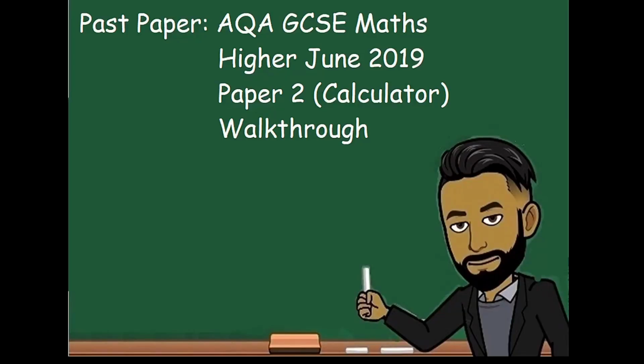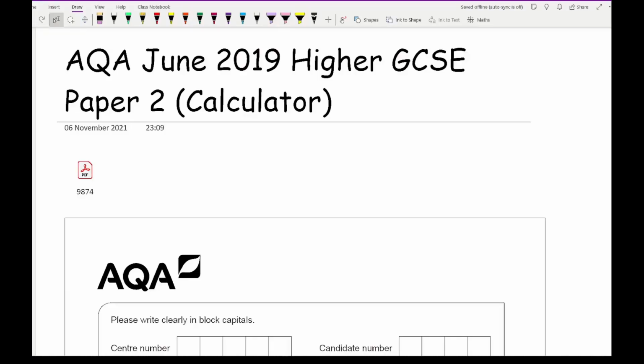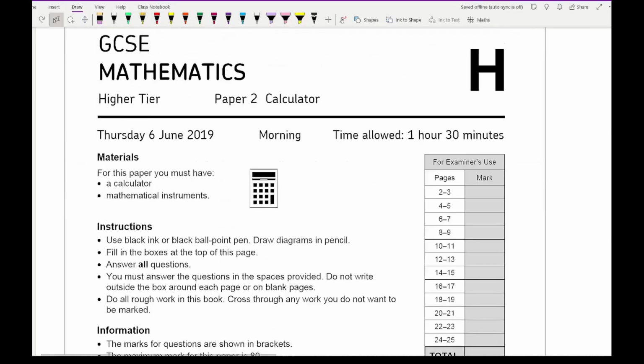So welcome everybody to this latest video on 162 Maths, and in this video we'll be going through the AQA GCSE Maths Higher paper of June 2019, paper 2, which is the calculator paper. So let's get straight into this second paper from June 2019.